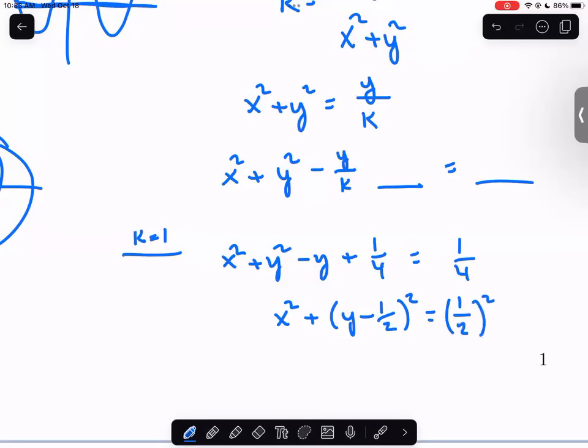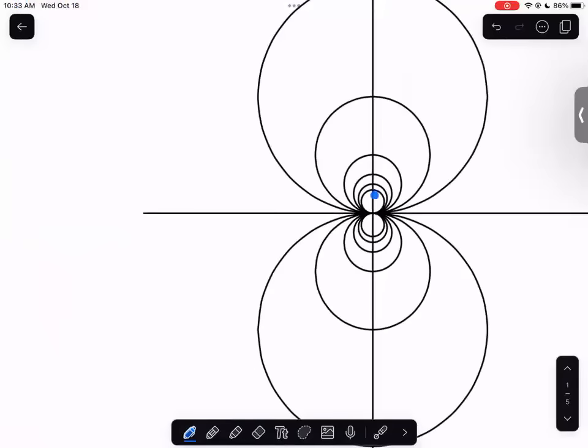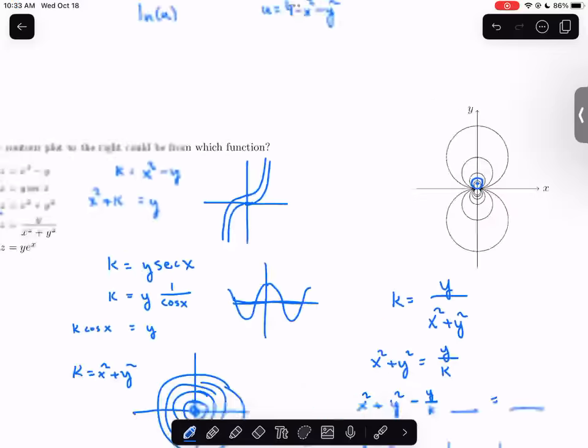So if you're looking for what your radius is, now this is a circle. The center is (0, 1/2), and the radius is 1/2. So it would be maybe something like this here. This doesn't have scales. I don't have tick marks for X's and Y's, so I don't know for sure which one it is, but it's at least a circle that's been shifted in the Y direction.